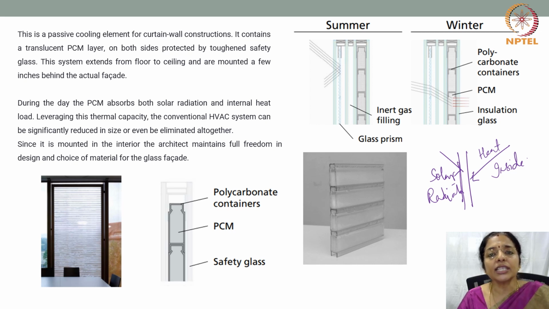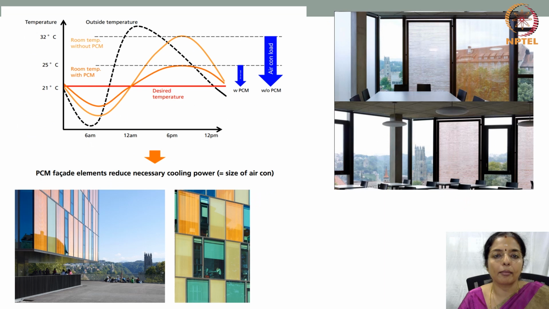Leveraging this thermal capacity, the conventional HVAC system can be significantly reduced in size, or sometimes it can be eliminated completely. Since it is mounted on the interior side, the architect has full freedom to design whatever he wants on the outside of the glass facade. So what happens, or how did it finally look like?